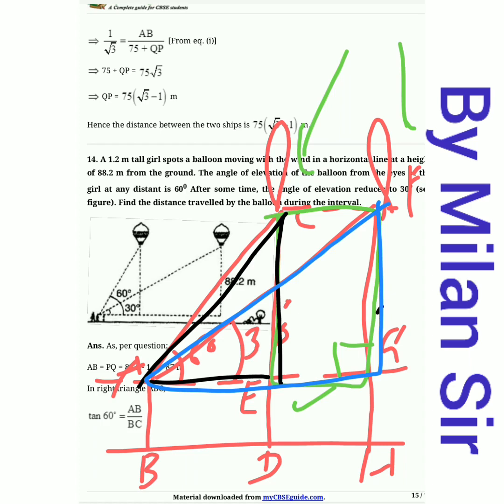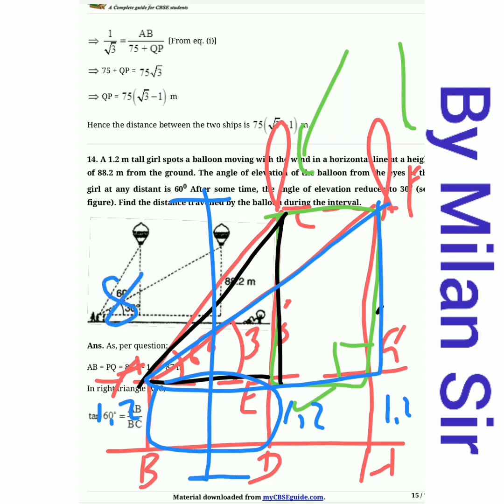For that we need one side. So here CD is given, CD and FH both. Distance from the ground is 88.2 meters, and here AB is given 1.2. So ABDE is one rectangle. So here DE is also 1.2 and GH is also 1.2. So we can find out CE from here, because we know CD, the whole side, is 88.2. If we subtract this 1.2, we can find CE.